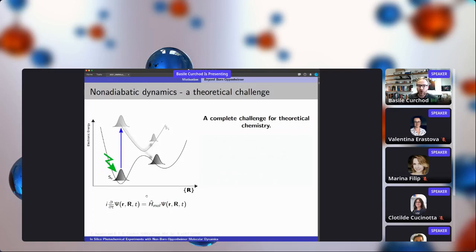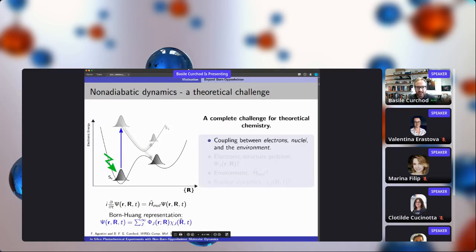So one thing that we'll start to do is to try to find a more convenient way of talking about this molecular wave function here. And we're going to do that by using this so-called Born-Huang representation, where we express the molecular wave function as a summation over an infinite number of electronic states of a product: the electronic time-independent wave function, that is the solution of the time-independent Schrödinger equation for the electrons, multiplied by a time-dependent coefficient that we will call the nuclear wave function in a given electronic state.